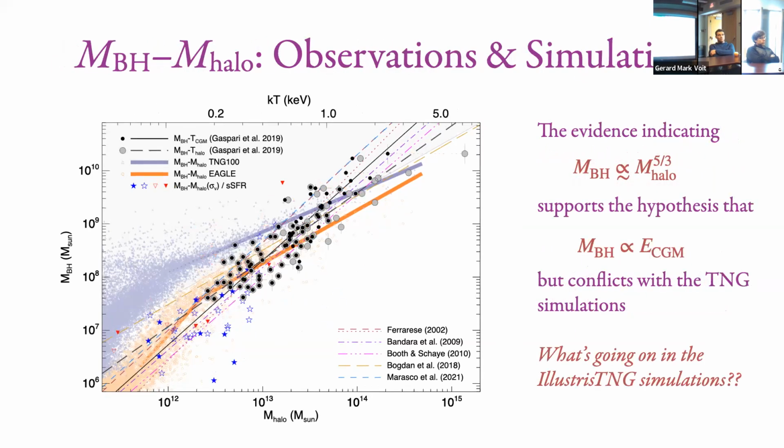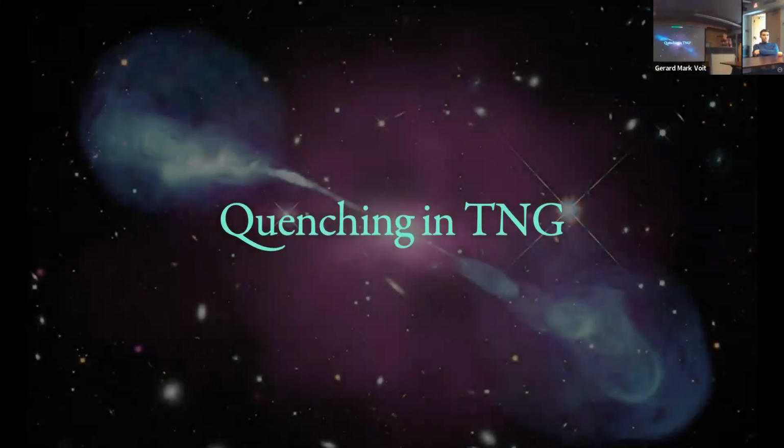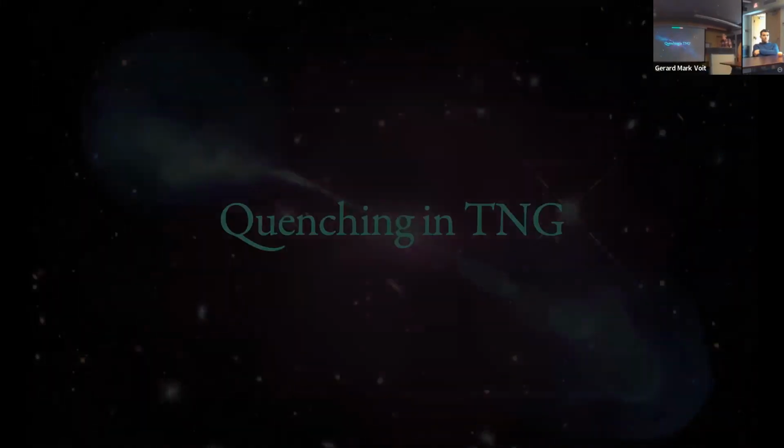All right. So if things are looking like this, why is this particular simulation getting such a discrepant set of black hole masses? So you can look at the star formation quenching behavior.